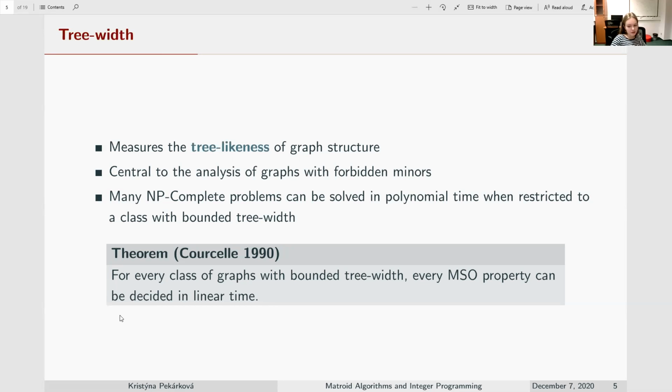So what is a monadic second order logic property? In MSO, we can quantify not just over variables, but also over sets. So as an example of a property that can be expressed in MSO, we could pick a formula that would express whether the graph contains a Hamiltonian cycle. You know this is an NP-complete problem, but actually if we have a graph that has bounded tree width, whether the graph satisfies this property of having a Hamiltonian cycle can be decided in linear time thanks to this theorem of Courcelle.